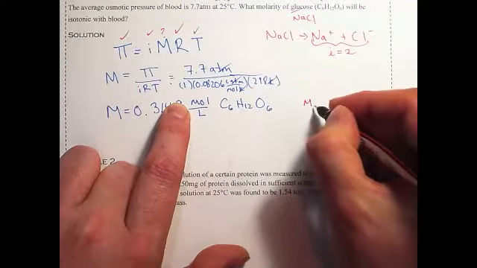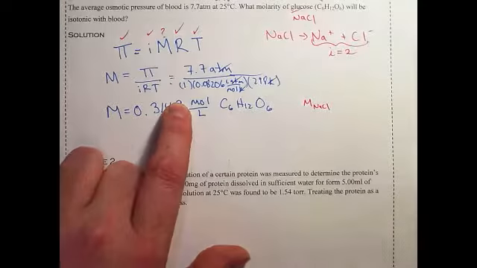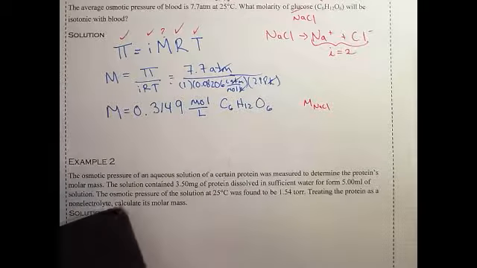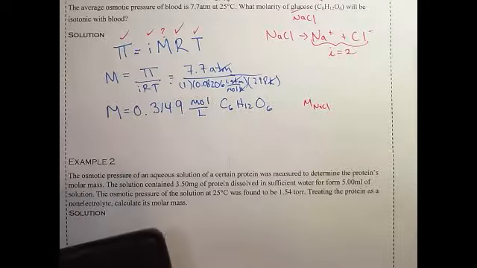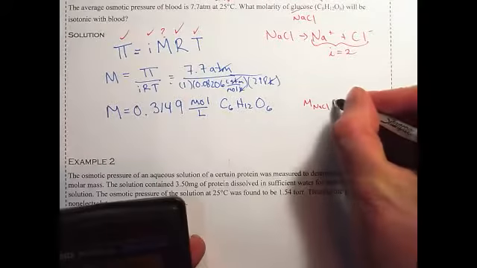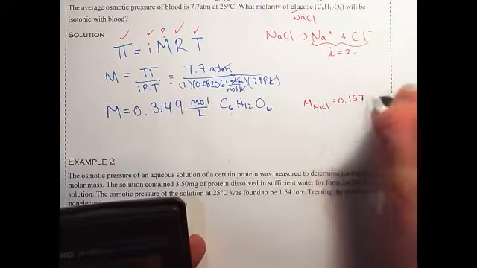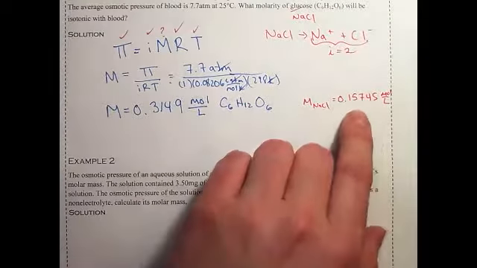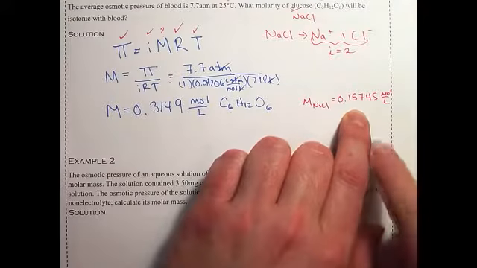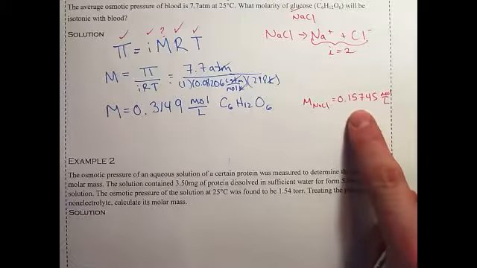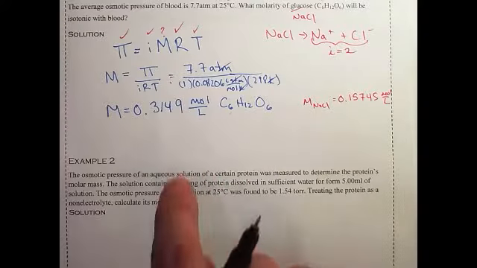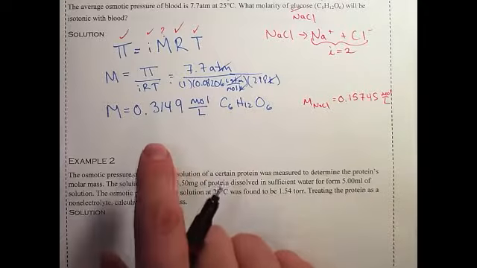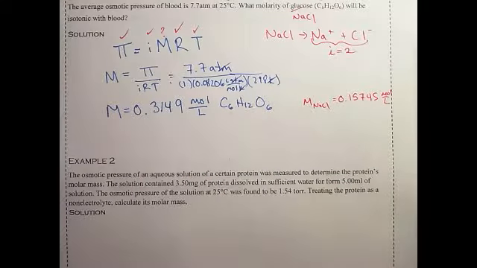We would get the molarity of, and I'm just going to write NaCl just so we don't confuse it, exactly half of that. So 0.3149 divided by 2 is 0.15745 moles per liter. So if we were preparing an isotonic solution of sodium chloride to administer, it would have to be half the concentration of glucose, because sodium chloride is a strong electrolyte, whereas glucose is a non-electrolyte. So we get that difference.